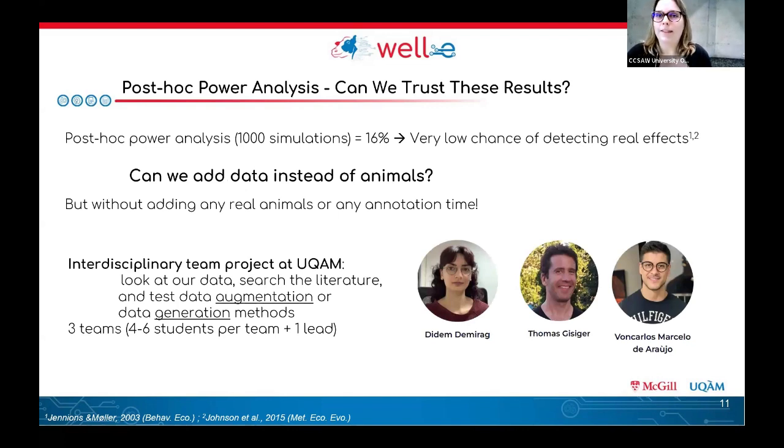And that's where I'm lucky, because I'm definitely not a stats person, but I'm part of the Wallet share, that's the interface between animal science and data science. So with the UCAM lab, we decided to dig into this problem. And our starting point was really simple. If we cannot add more cows because of logistics, money, etc., can we add more data, but without adding any real animals or any annotation time? So we decided to start an interdisciplinary team project. In other words, we challenged around 15 data science students, under the guidance of 3 leads, to look at our data, to delve into the literature, and also to test data augmentation or data generation methods.